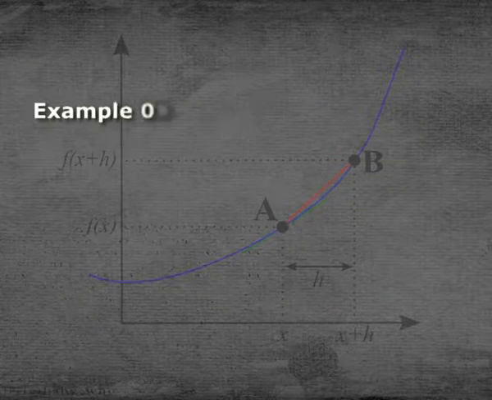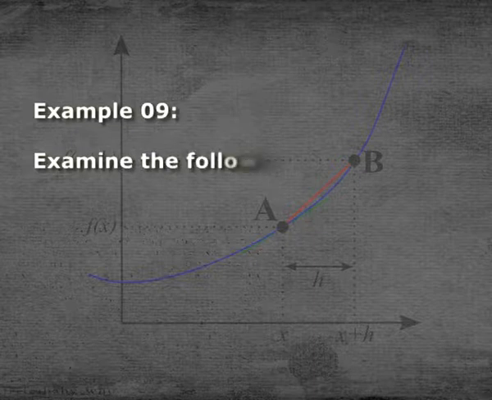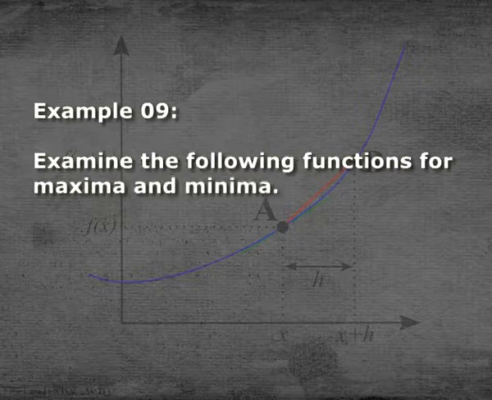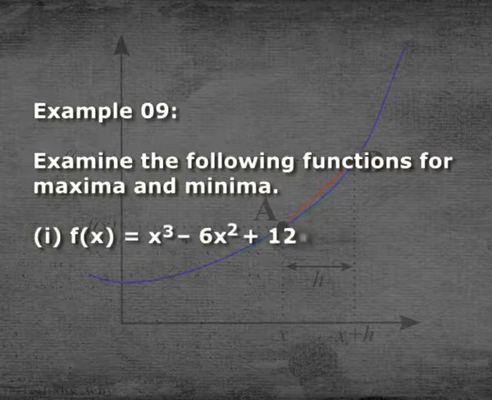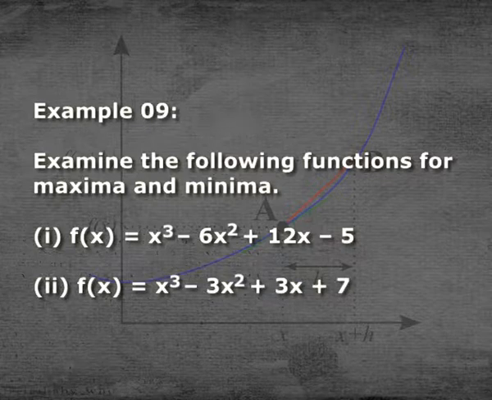That brings us to the next example, example number 9. Examine the following functions for maxima and minima. So the functions are f of x is equal to x cube minus 6x square plus 12x minus 5, and the second function is f of x is equal to x cube minus 3x square plus 3x plus 7.